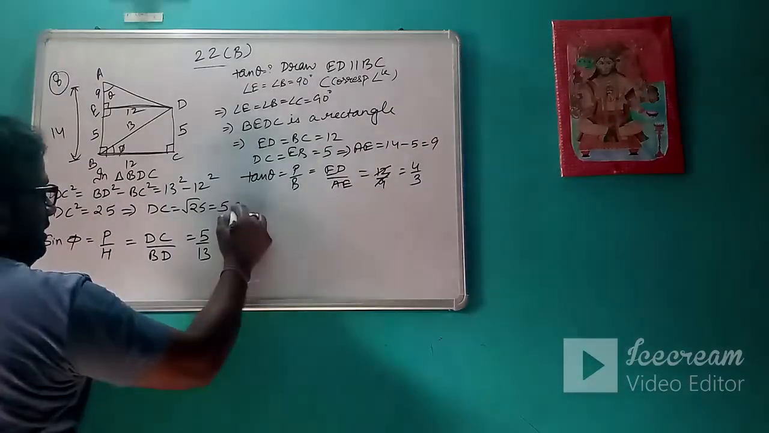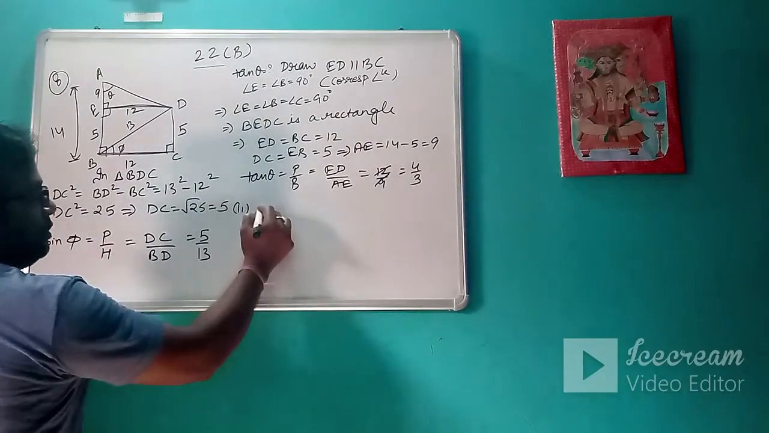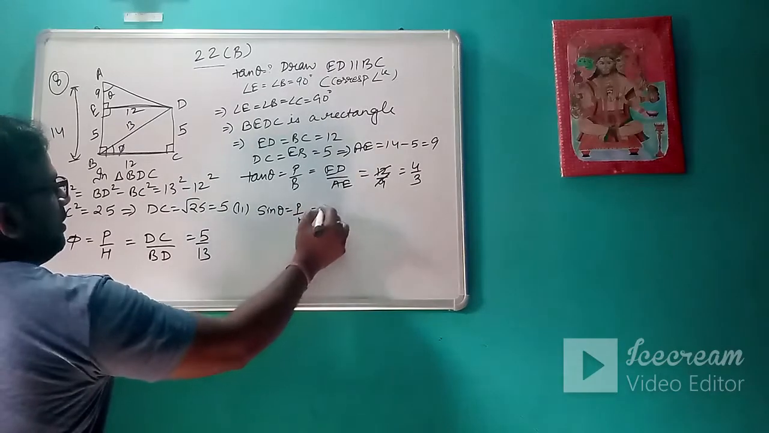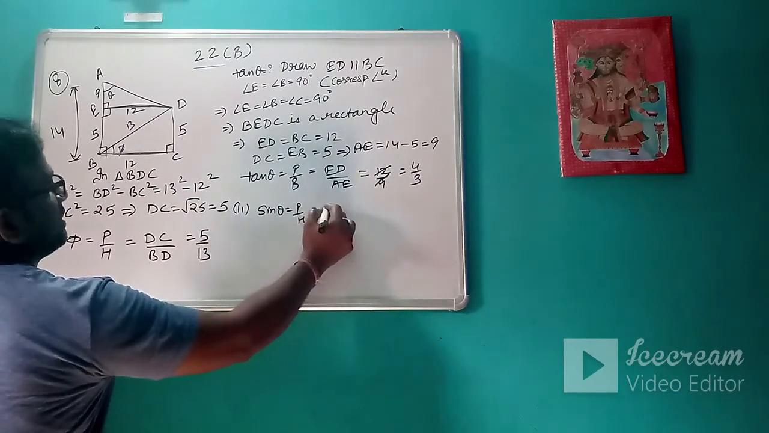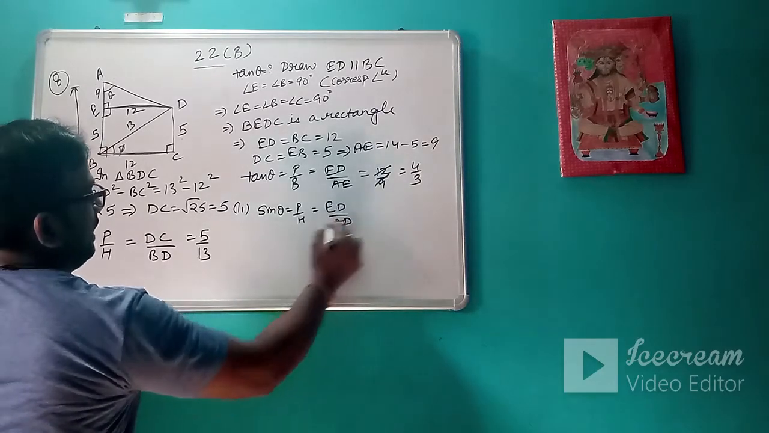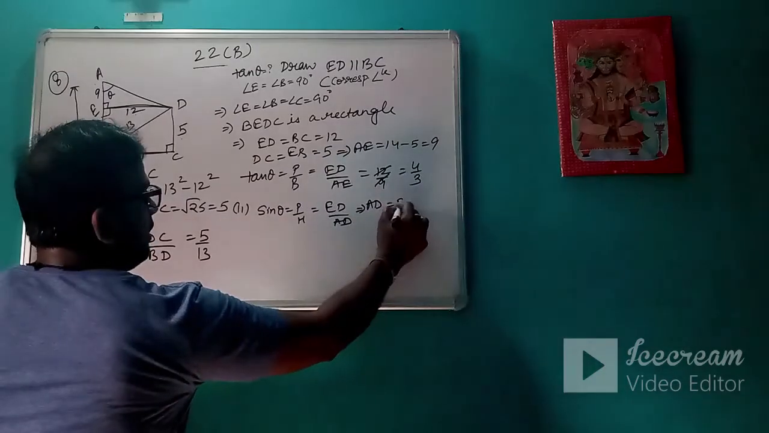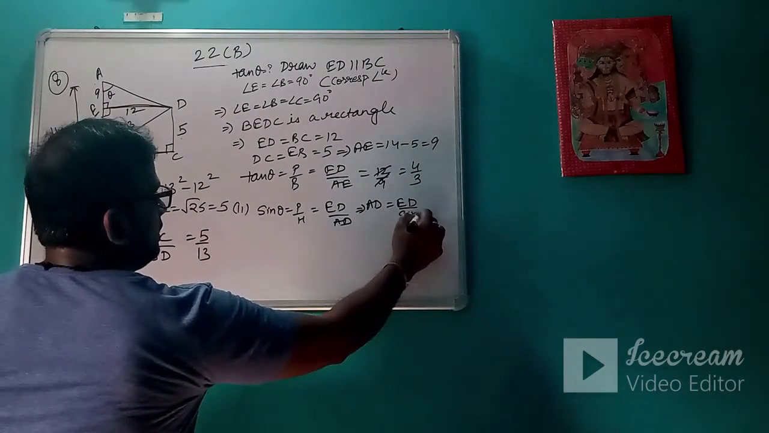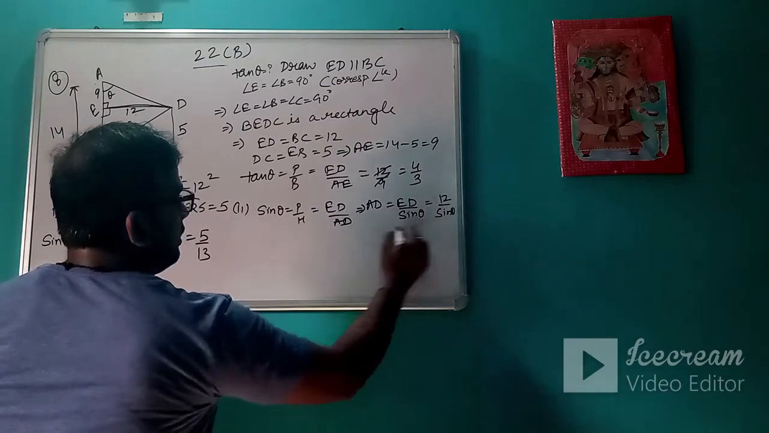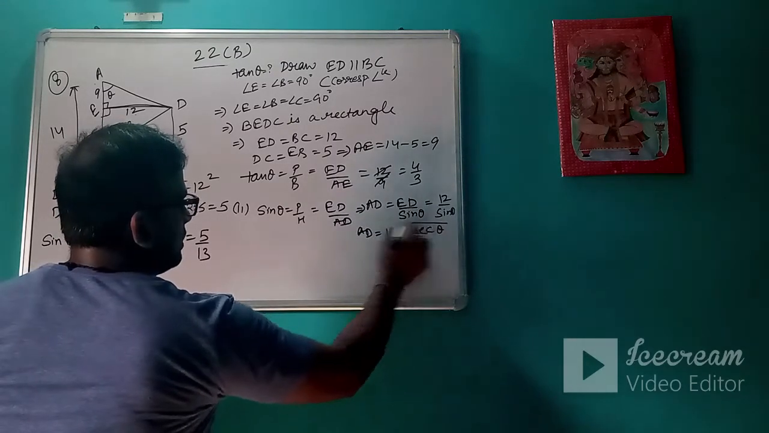Next is asked is we have to find the value of AD in terms of theta. So you can take either sine theta, that is P upon H. So what is P in this case? ED, and the hypotenuse is definitely AD. So what is AD? AD you will get ED upon sine theta, where ED was 12. So it is 12 upon sine theta, or you can write AD equal to 12 cosec theta.